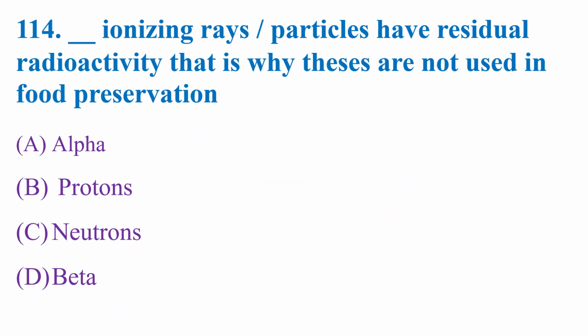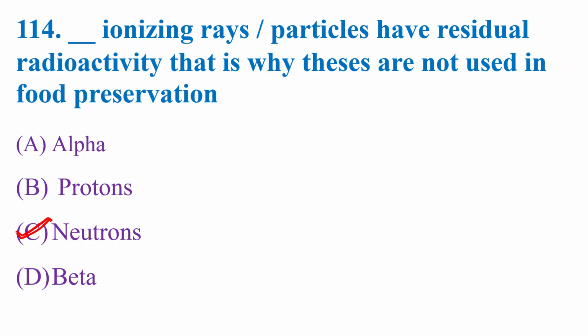Question 114. Dash ionizing rays or particles have residual radioactivity. That is why these are not used in food preservation. So the question is asking which ionizing radiation causes residual activity, which makes it unsuitable for food preservation. So it is neutrons, because neutron radiation can induce radioactivity in materials, and it can convert the stable atoms into radioactive isotopes, that is nuclear activation.